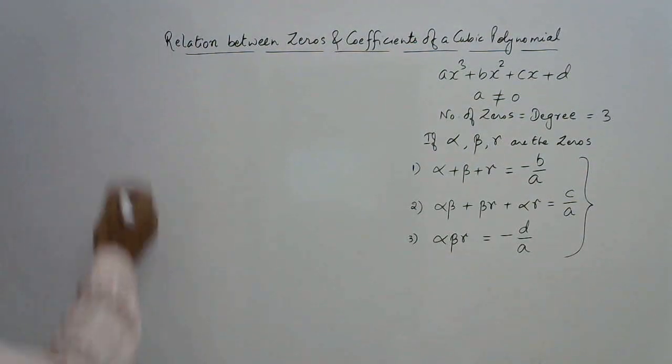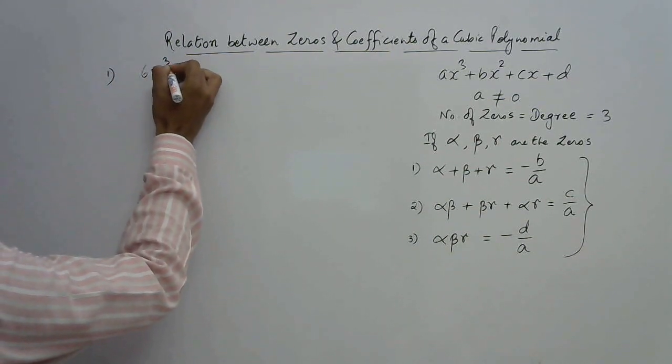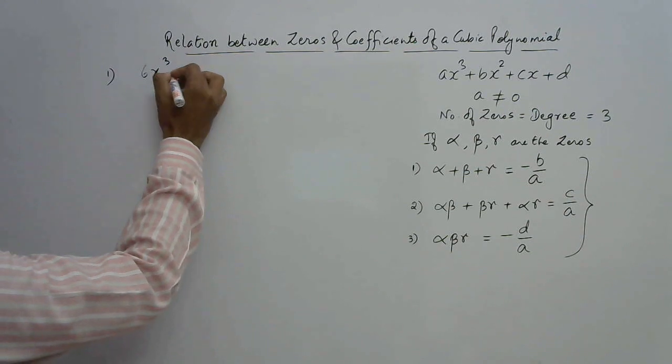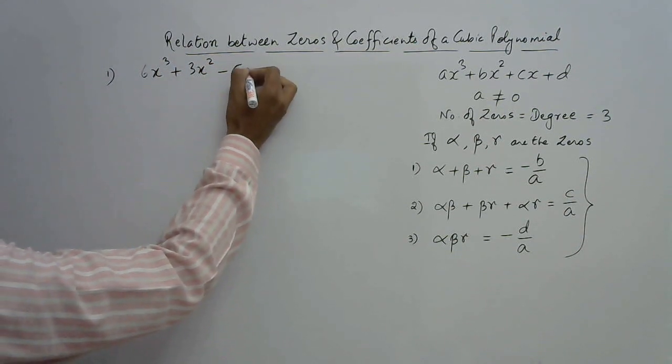Let us see the first one. Now there is a particular cubic polynomial which I am writing on the board. This polynomial is 6x cube plus 3x square minus 5x plus 1.